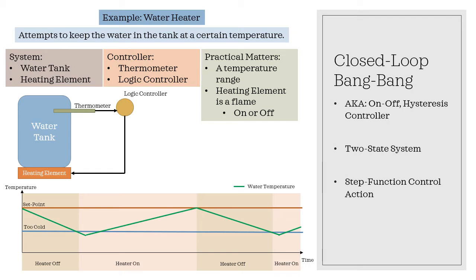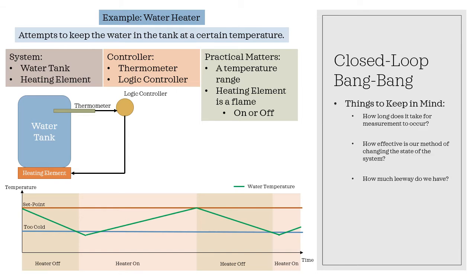But for more complicated or critical systems, there are some questions we need to ask ourselves, especially when it comes to bang bang control loops. The first is, how long does it take to obtain the measurement? If it takes 10 minutes to get a good temperature reading, then by the time we realize we need to turn the flame on, the water has continued to cool well below our too cold mark.